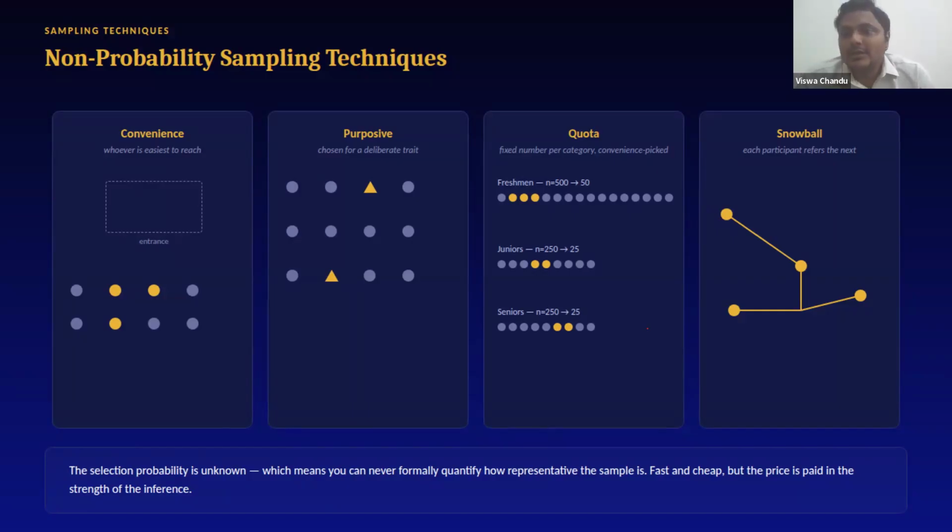And then the snowball sampling, where sometimes there will be scenarios where you're dealing with drug peddlers, you're dealing with sex workers. So it is very important to go from one person taking the lead and going to another person.